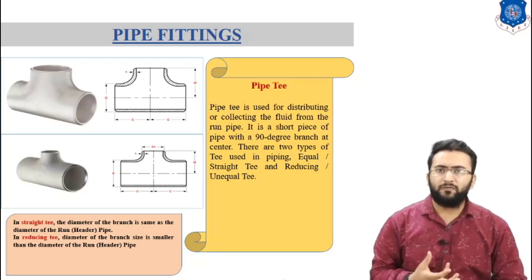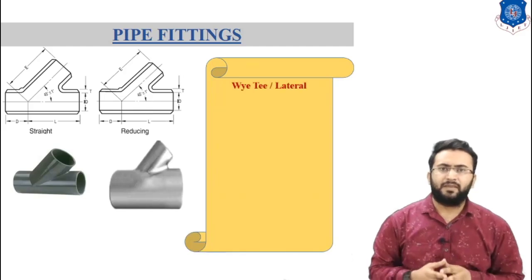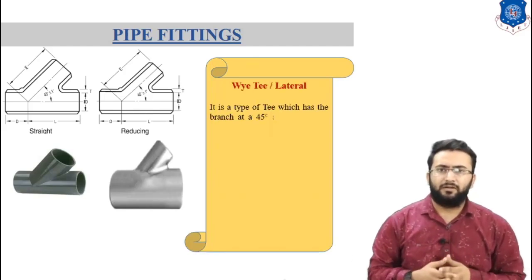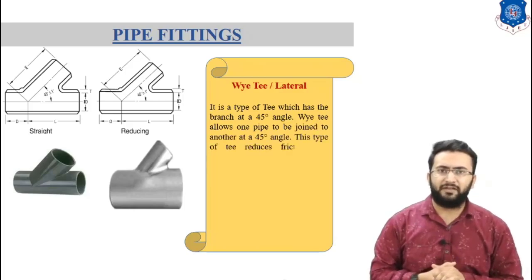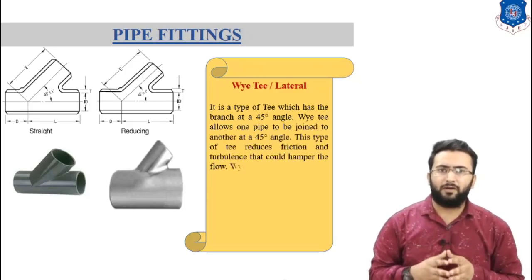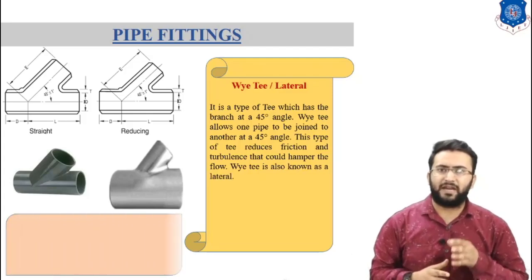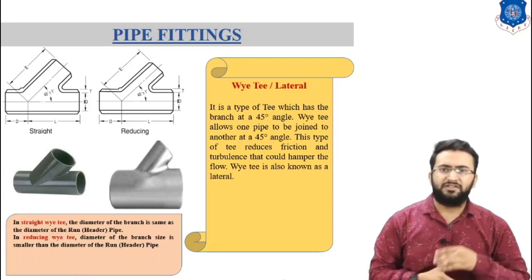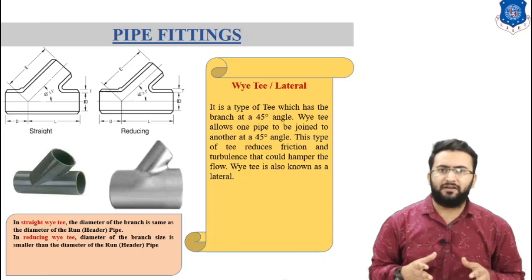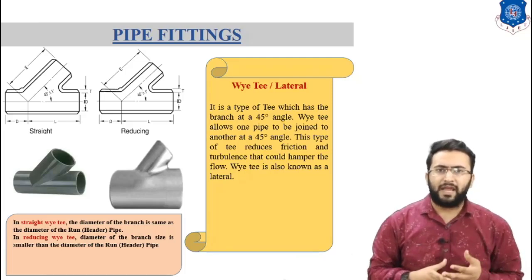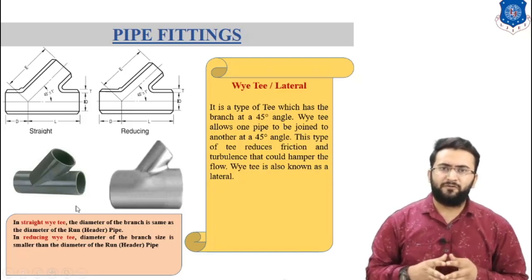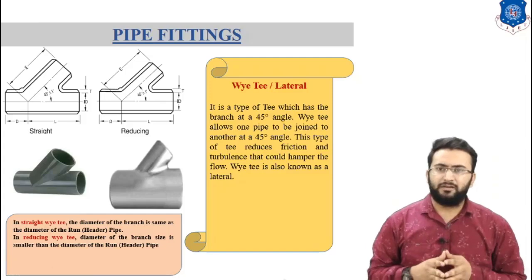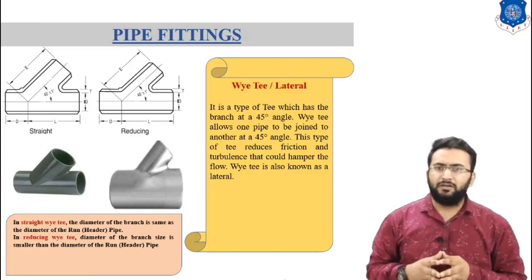Now let's talk about one more pipe fitting, which is a wye or lateral. It is a type of T which has a branch at a 45-degree angle. A wye allows one pipe to join another at a 45-degree angle. This type of T reduces the friction and turbulence that could hammer the flow. A wye is also known as a lateral. So there are mainly two types of lateral: straight lateral and reducing lateral.